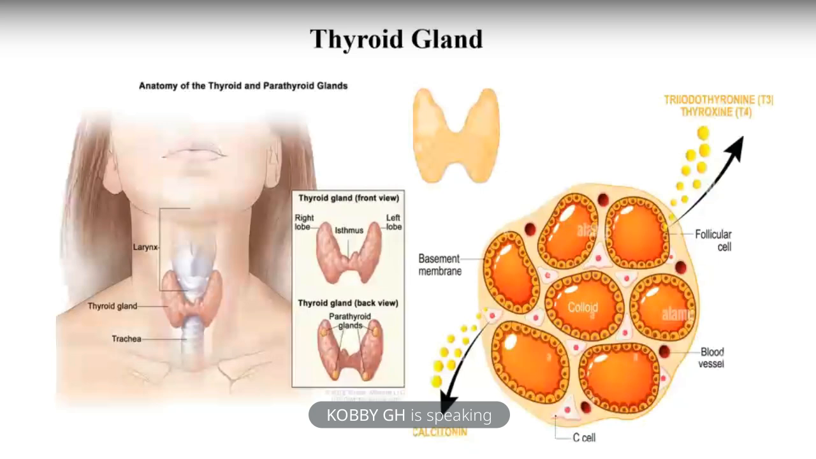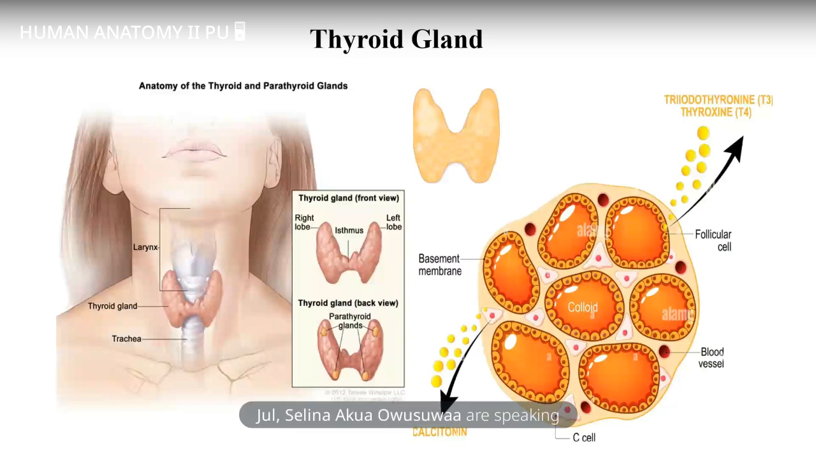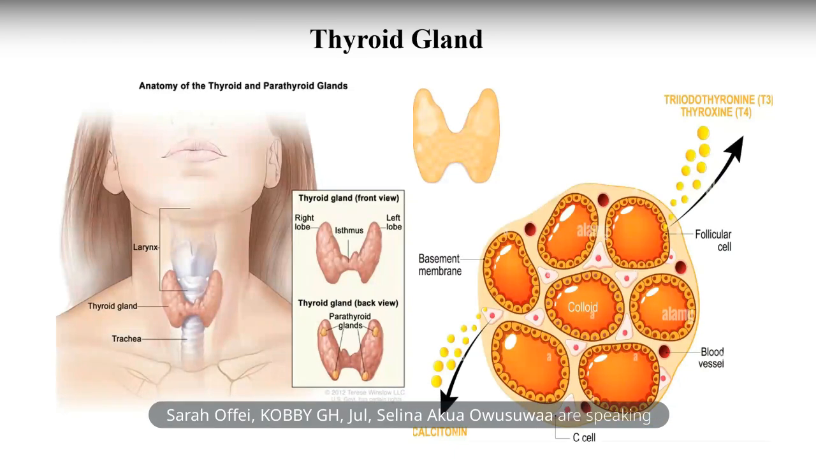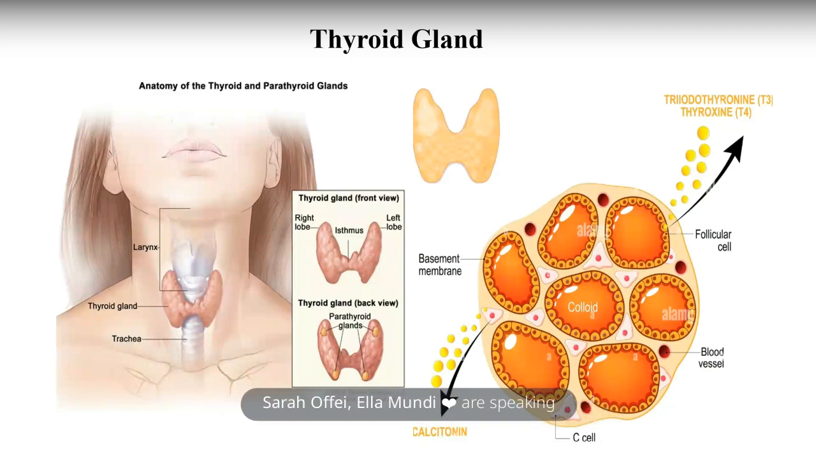And then the parafollicular cells lower your blood calcium level. Say this after me. Parafollicular cells in the thyroid gland lower blood calcium level. Say it, please say it after me. Parafollicular cells in your thyroid gland lower your blood calcium level. Say it for the last time. Parafollicular cells in the thyroid gland lower your blood calcium level.